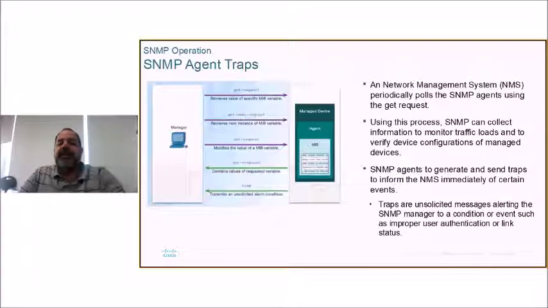Okay, so basically, a network management station periodically polls the SNMP agents using the GET request. Using this process, it can collect information to monitor traffic loads and to verify device configurations. SNMP agents can generate and send traps to inform the network management station immediately of certain events. And so traps are unsolicited messages alerting the manager to a condition or event, such as improper user authentication or link status or whatever it might be. So the GETs, as I said, are periodically done by the manager. Traps are done by the devices to the manager.